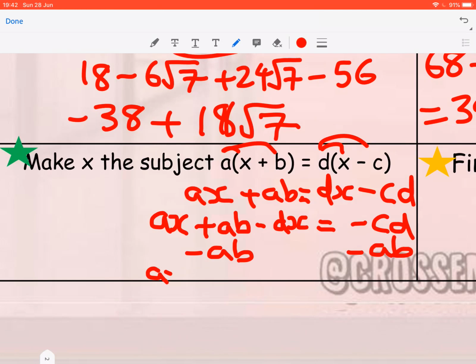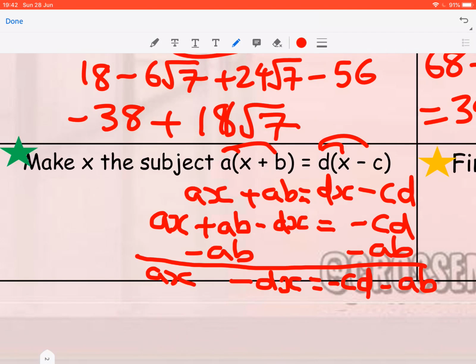I end up with ax plus ab minus b, and baby makes nothing. Take away dx equals minus cd. Take away another ab. Okay, once I'm there, I've got an x and an x on the left.